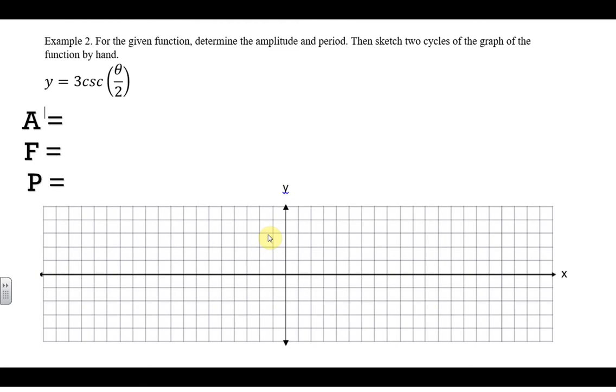Okay. All right, cosecant. So same exact thing as sine, because remember, it's the reciprocal of sine. So you're going to go through the exact same process: amplitude, frequency, period. Ooh, 4 pi. Nice. I was going to say yay, because 4 divided by 4 is 1, people. So we have pi, 2 pi, 3 pi, 4 pi. Okay, so there's our intervals.